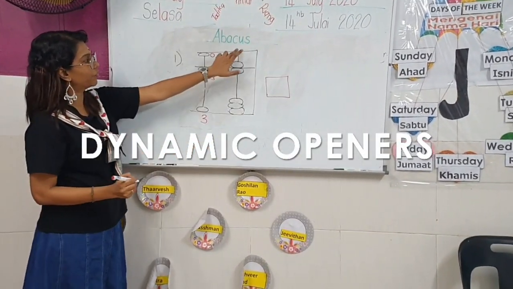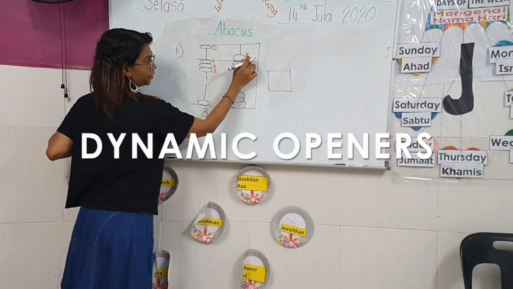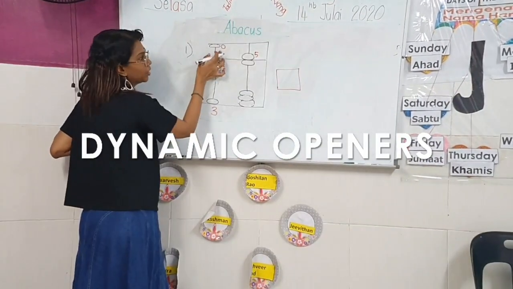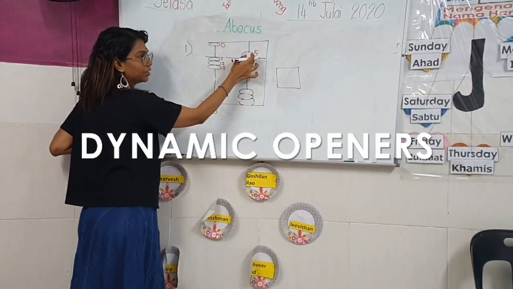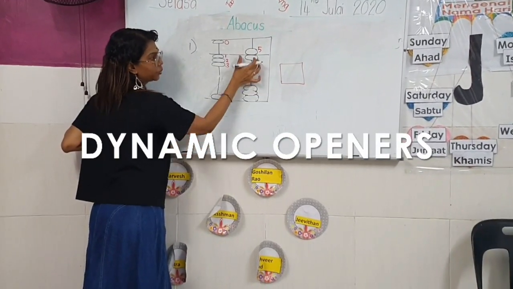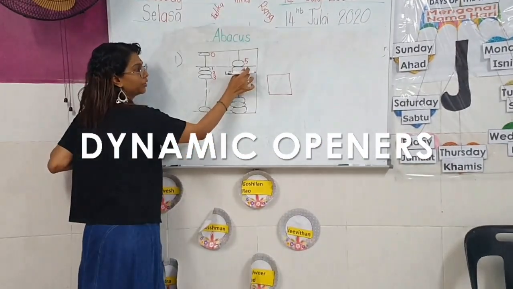So next, when the bead comes down, it will have a value of 5. We count it as 5. It only has one bead. When it goes up, it becomes 0. When it comes down, it becomes 5. And then when the down part beads come up, it will be 1. It's only 1, so teacher writes here 1.